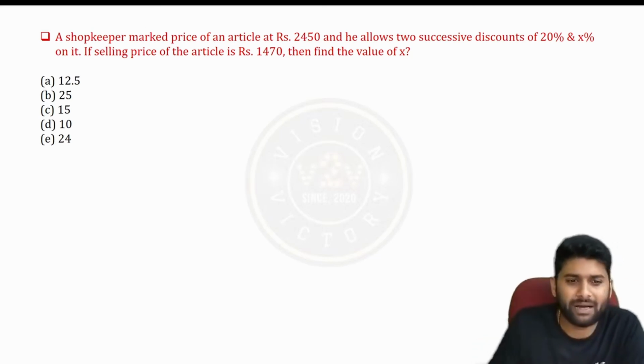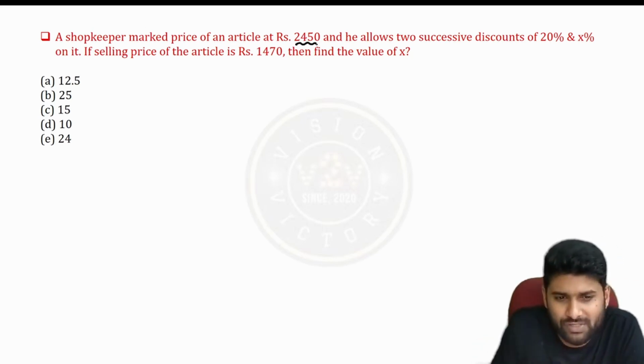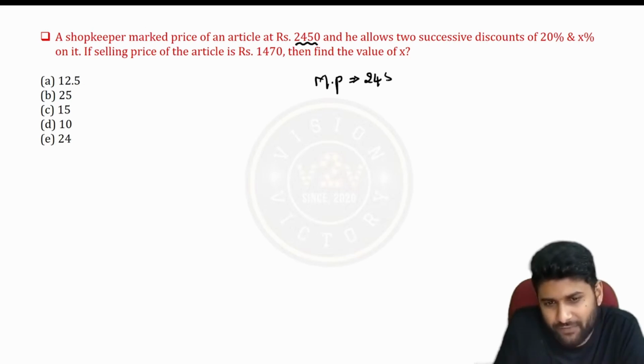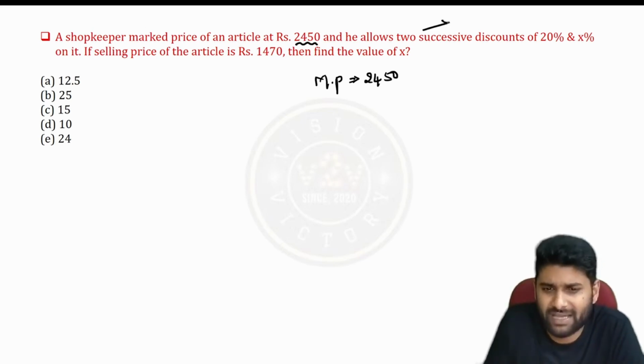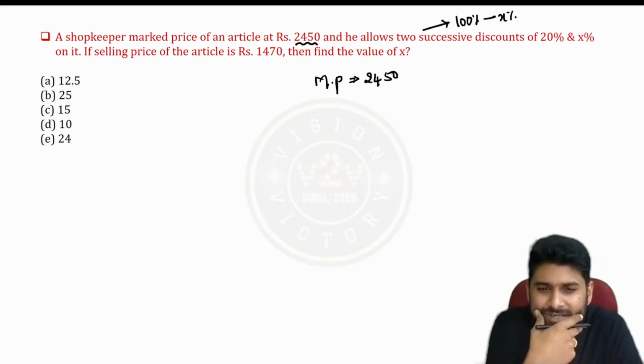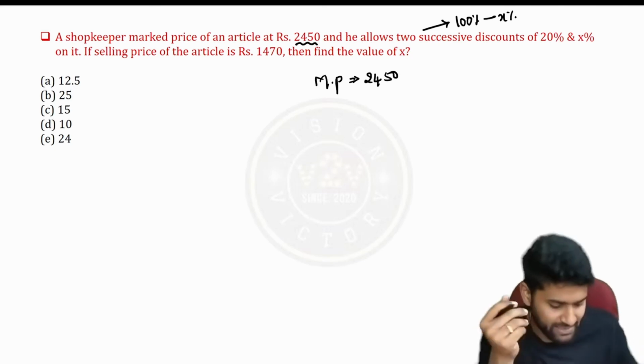See, a shopkeeper's market price of an article is 2,450. And he allows two successive discounts. One is 20%. Remember that any discount is always subtracted from 100%. So that gives your selling price.